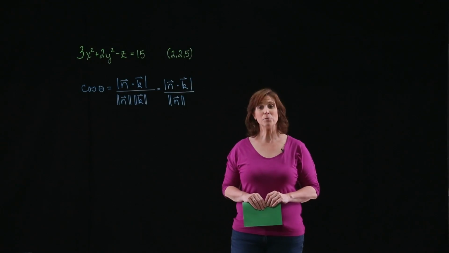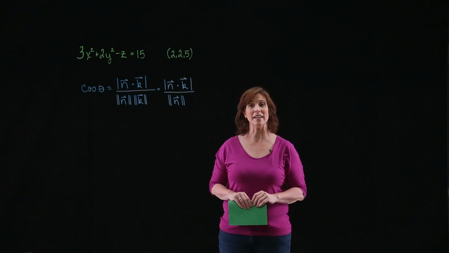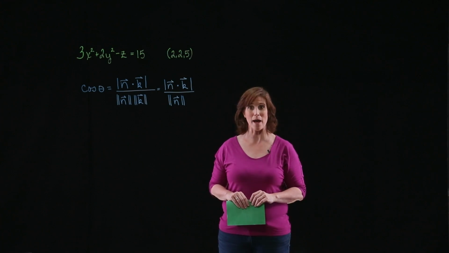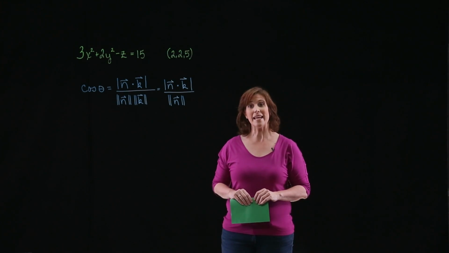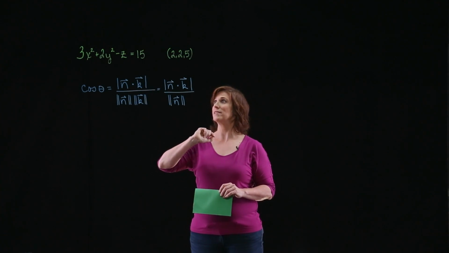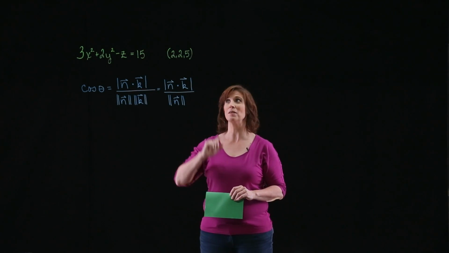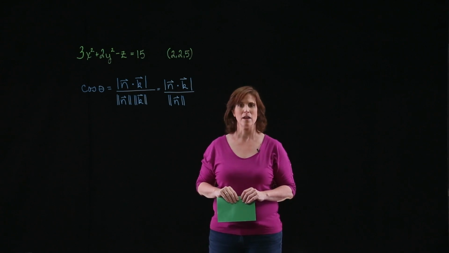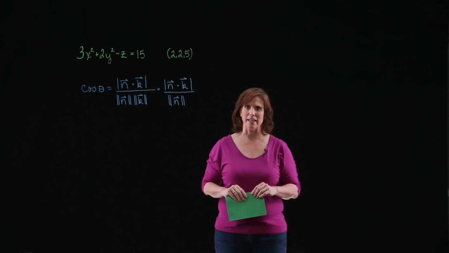Hi everyone, I'm Cheryl. In this problem, we're asked to find the angle of inclination between the xy plane and the tangent plane to my surface 3x squared plus 2y squared minus z equals 15 at the point (2, 2, 5). All right, well, what do I mean by that angle of inclination?